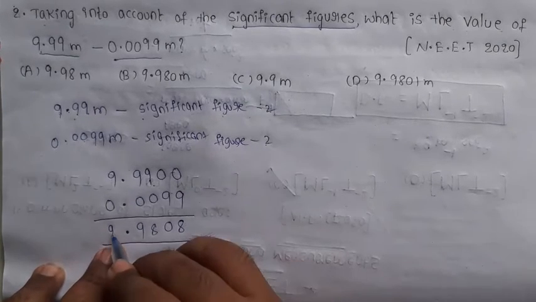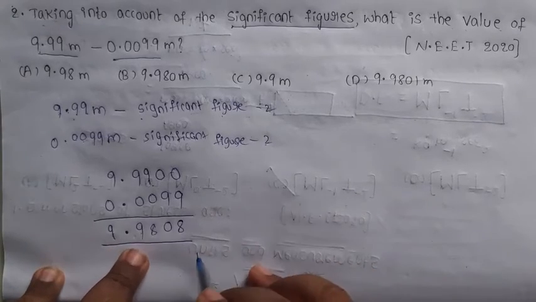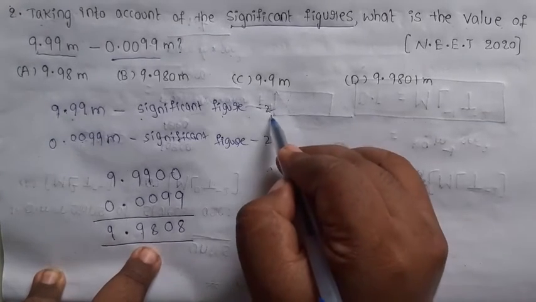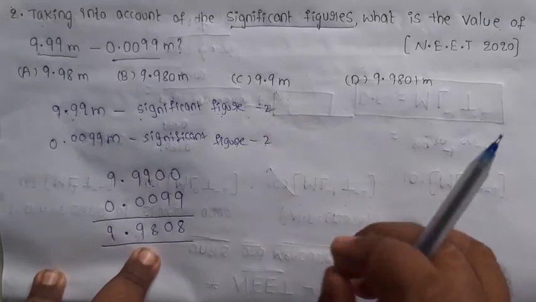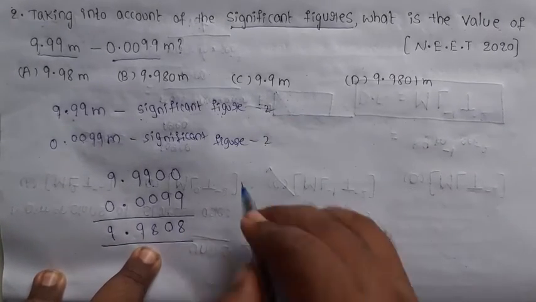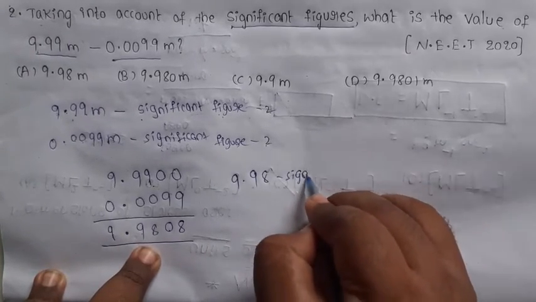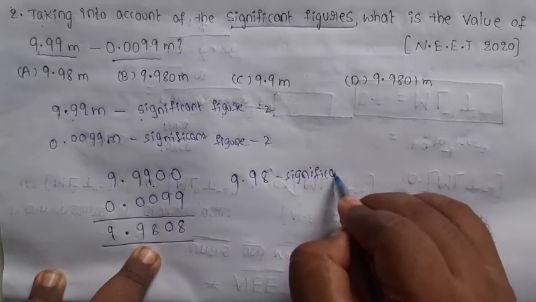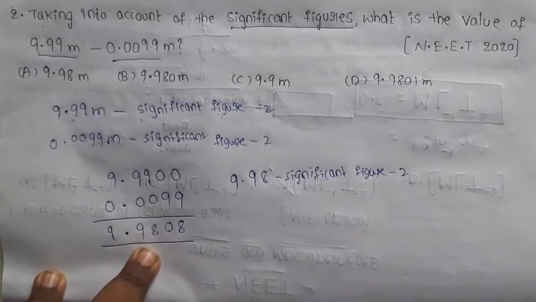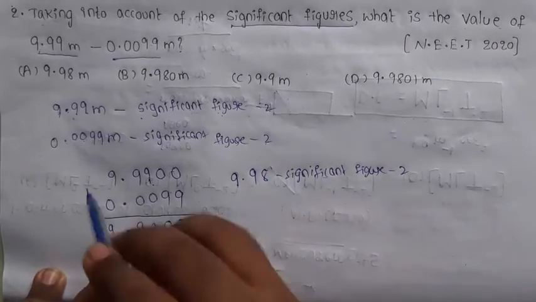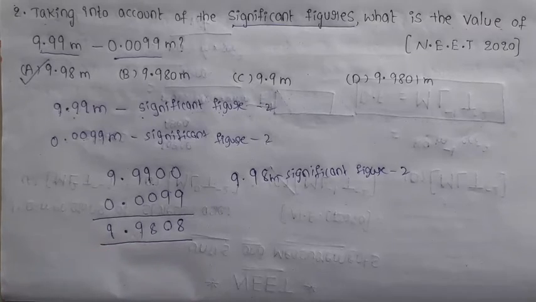So the value is 9.9808. What is the significant figure? We already decided that the result also has significant figure 2. So I am removing 08. So here the value is 9.98, with significant figure 2. Okay, so the answer is 9.98, and its unit is meter. So option A is correct.